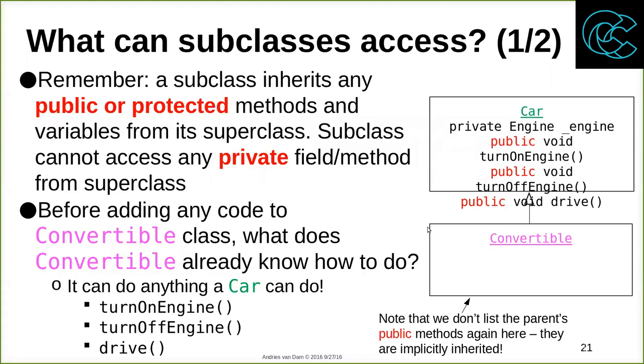Excuse me, sir. What if it was the opposite? What if the methods were private and the instance variable was public? In that case, it will only inherit the public and protected methods or instance variables. So in this case, convertible will inherit the instance variable engine, but it will not inherit the three methods that are there. Okay, sir. Thank you.